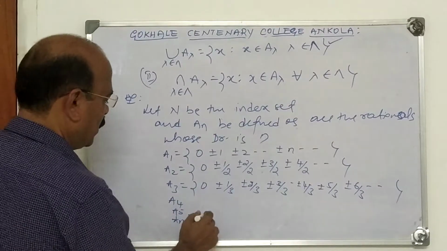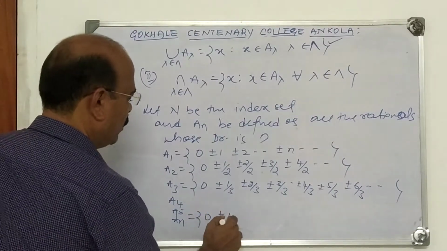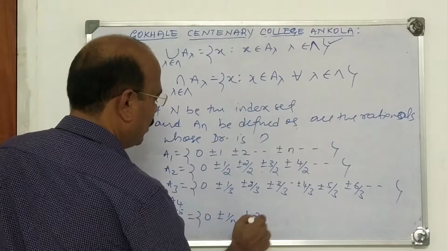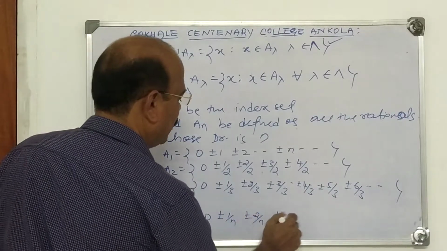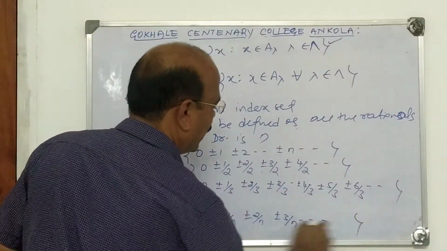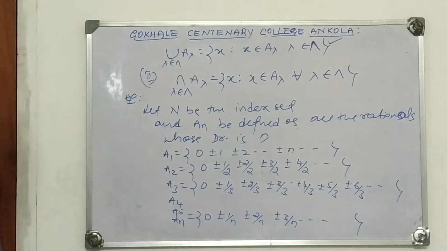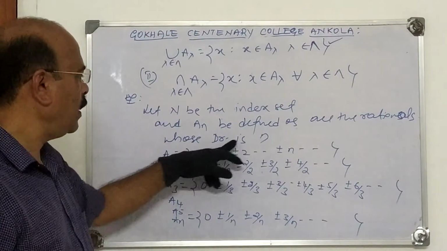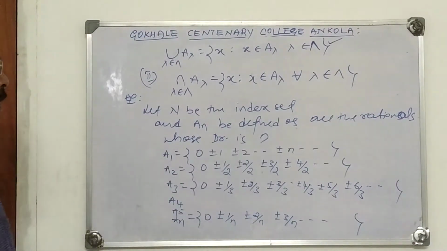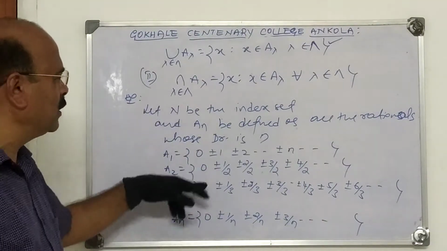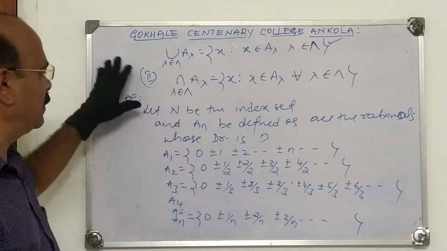An is 0, plus or minus 1 by n, plus or minus 2 by n, plus or minus 3 by n, and so on. N is any natural number. Now, I explain what is the union and intersection of this set.